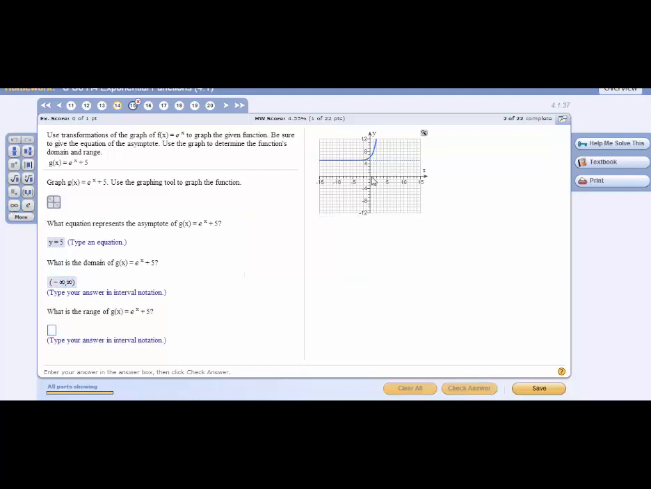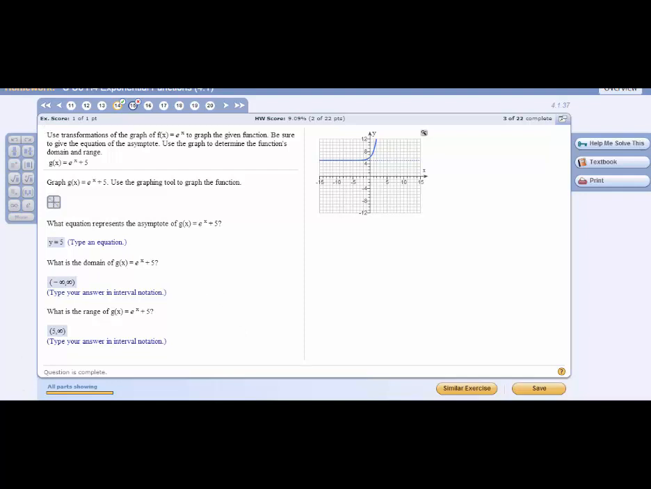Now the range is what's changed. Usually the range for an exponential function goes from just past 0 toward infinity. But now, since my whole graph has shifted up, it's going from just past 5 to infinity. It never actually reaches 5, so I have to use a parenthesis: (5, infinity). And so that's the type of problem that you'll run into when you're working with some of these.